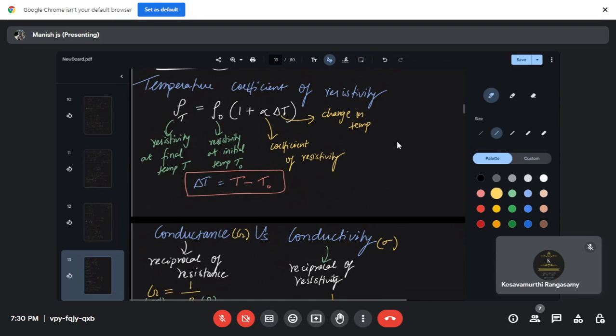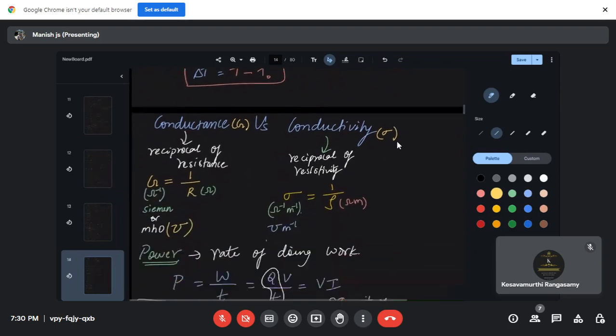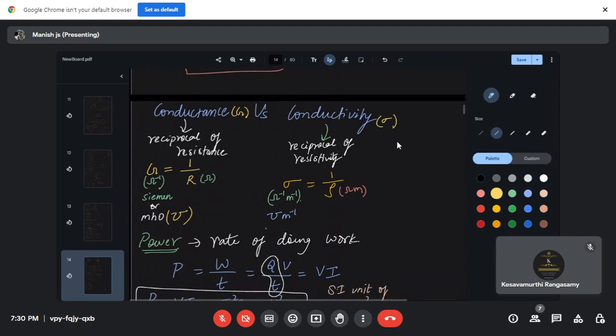Rho naught is resistivity at initial temperature t naught, and delta t is the change in temperature, which is final minus initial temperature. So again you have this relationship. And then we learned about conductance and conductivity.